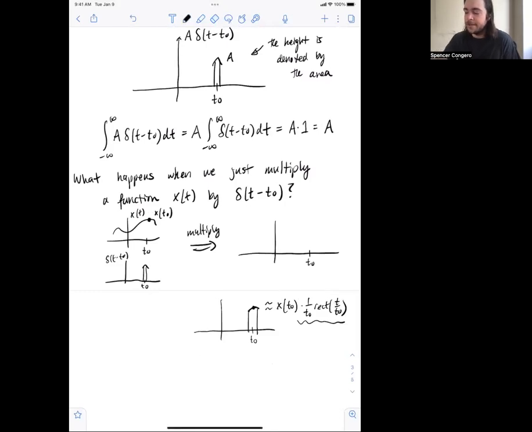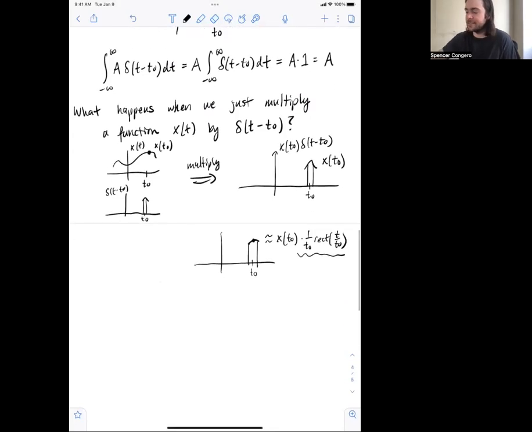This is the argument why. At any point, we have this rect function multiplying this x of t function. But as the rect gets skinnier and skinnier, it looks more like a flat line, where the height of that flat line is about x of t naught, the value right there in the middle of the rect function. So at the end of the day, we get another delta function located at t naught, but now the height, in other words the area, is given by the value of x at that point, t naught. So this is x of t naught times delta of t minus t naught.